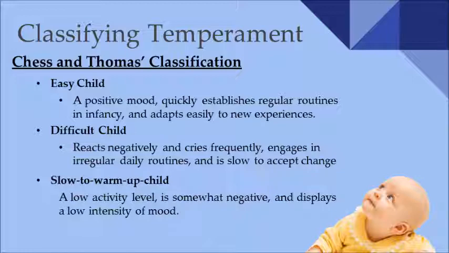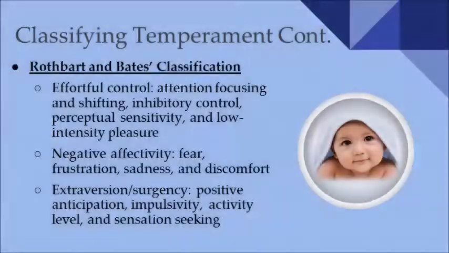An easy child is considered one that has a positive mood, is quick to establish a regular routine through infancy, and is easily adaptable to new experiences. A difficult child is one who tends to react negatively, cries frequently, engages in irregular daily routines, and is slow to accept changes. A slow to warm up child is one who has low activity levels, is somewhat negative, and displays a low intensity of mood.